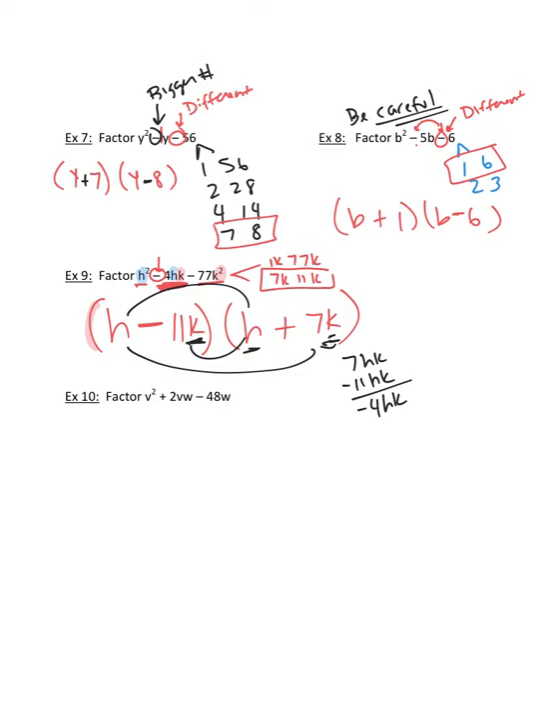Now, example 10, you should be able to do on your own, but there's a typo. This should be w squared. So go ahead and try that. Pause the video.